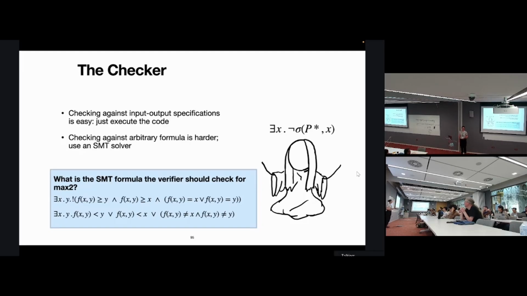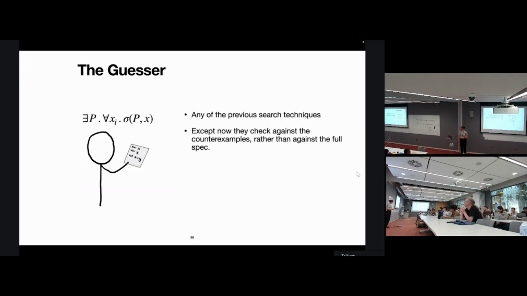Yes, so we asked an SMT solver to find a counterexample for us. The guesser, any of the previous search techniques, works absolutely fine, but now we have to check against the counterexamples rather than the full spec. So to check against the counterexamples, we take the formula and just replace the universally quantified variables with the specific counterexamples.